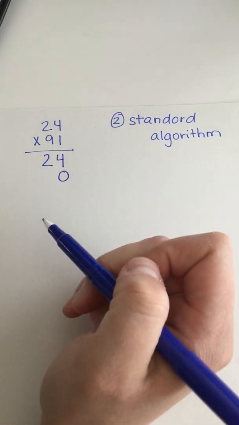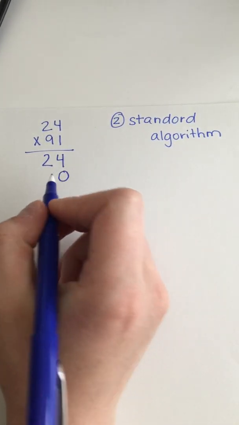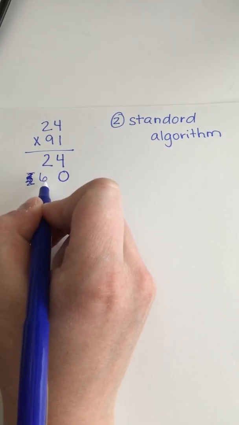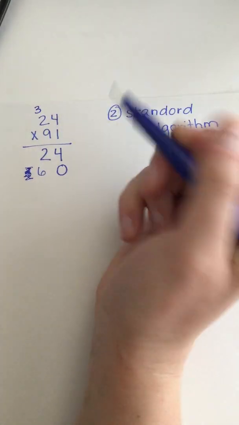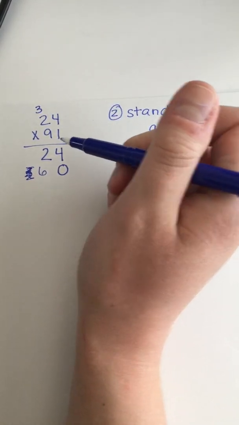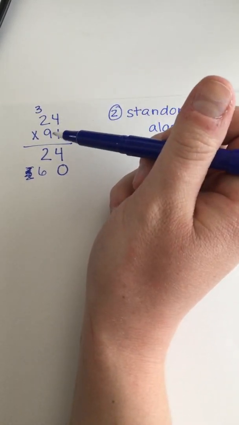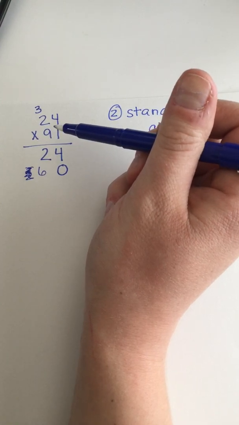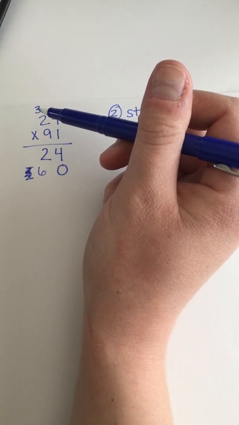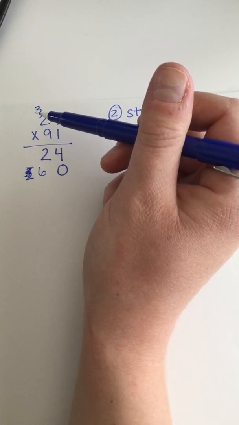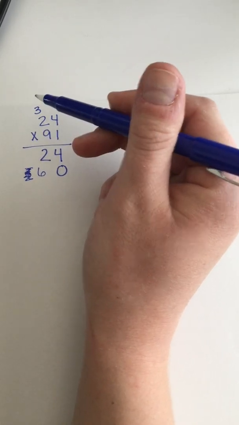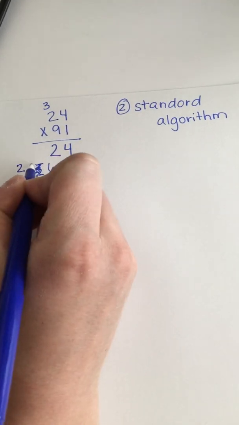So 9 times 4 is 36. I cannot put 36 like this down here. I have to just put the 6 down here, and then I carry the 3 to the next place value. So just like addition, we carry and then we add it back later. Now I'm going to multiply 9 times 2. And I know that 9 times 2 is 18. And then I add 3, and that's 21. So my answer is 21. I don't carry the 2 this time, because I don't have anything else to carry it towards. So down here I write 21.